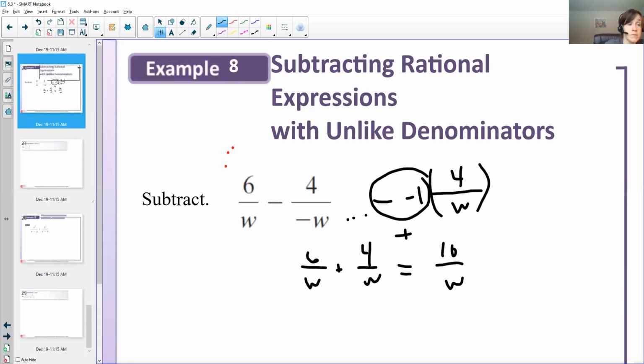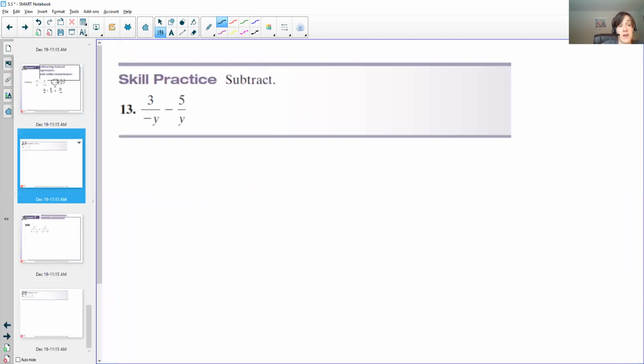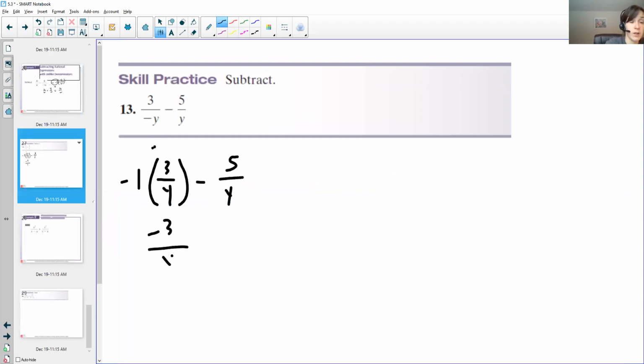Weird, right? Try a second one. So factor out a negative 1 out of the first fraction here. So it becomes negative 1 times 3 over y minus 5 over y. Remember that the negative belongs to the whole fraction, so it can go in the numerator. So that's really negative 3 over y, minus 5 over y. Negative 3, minus 5 is negative 8 over y. All right, 2 more.